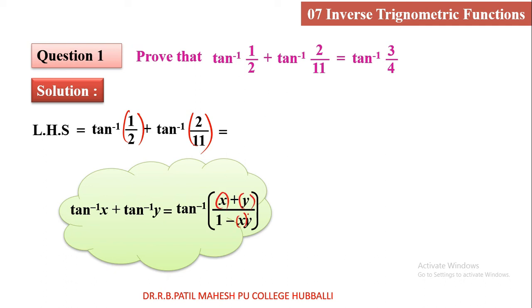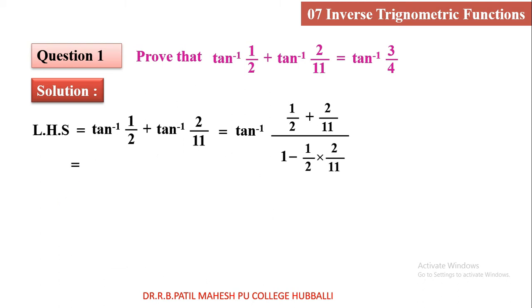Using this one, here I am going to write x value 1 by 2, y value 2 by 11. That is the procedure now. Concentrate. So tan inverse of x, that is 1 by 2 plus y, 2 by 11, divided by 1 minus x into y, that is 1 by 2 into 2 by 11. So after applying this formula, solve this expression, students. This is very important, solving the expression. So tan inverse of, dear students, I will take the simplification separately. Only this bracket I will simplify: 1 by 2 plus 2 by 11.